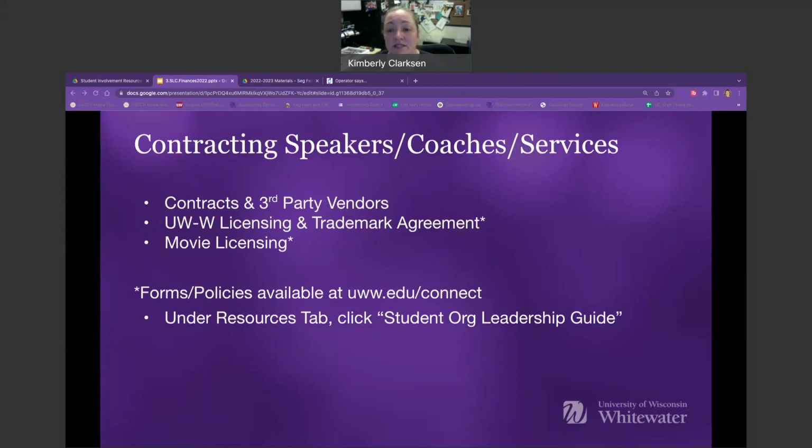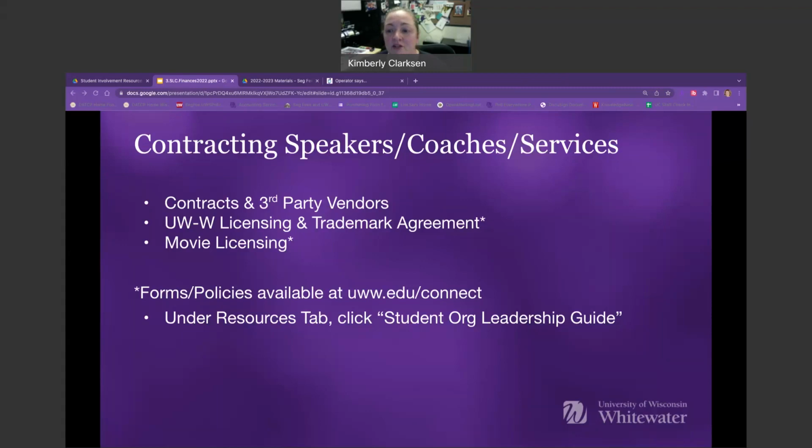The UW Licensing and Trademark Agreement is a statement that says student organizations can use the university's name and logo, likenesses, and images. To use them, however, you must do two things. You have to use them appropriately. The Trademark and Licensing Agreement goes over what the appropriate steps are and how it can be used, and you will have to work with a company that has the right to print things on behalf of the university.